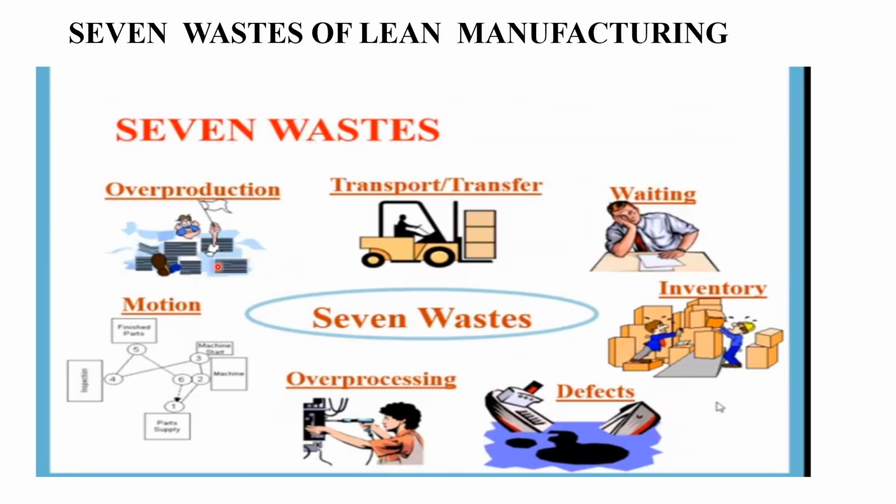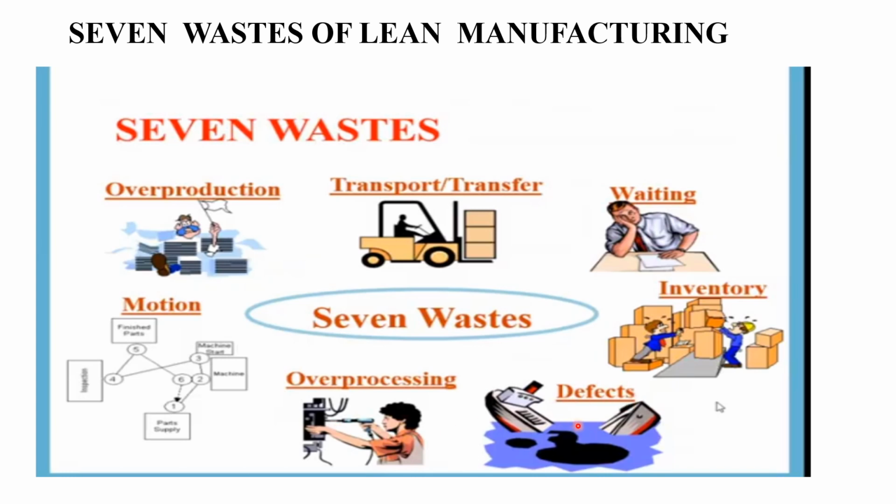And motion, that is unnecessary motion or movement. We should not move unnecessarily between processes or between departments. For example, one process is done on the ground floor and another process on the second floor, so you take the products there, do the process again, and it consumes more time. We can reduce this. And over processing, we should not do over processing.